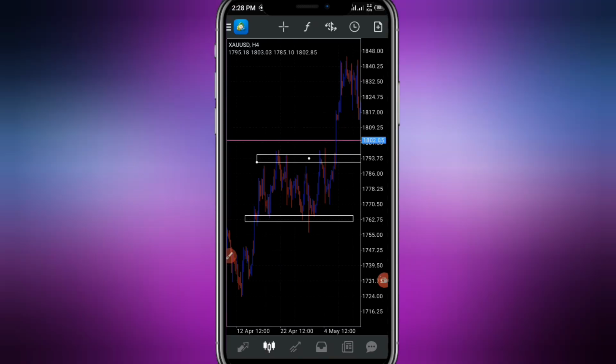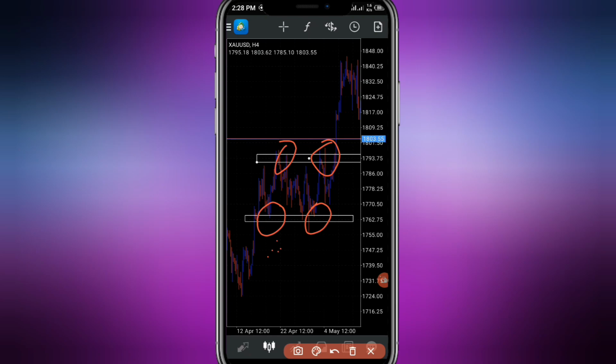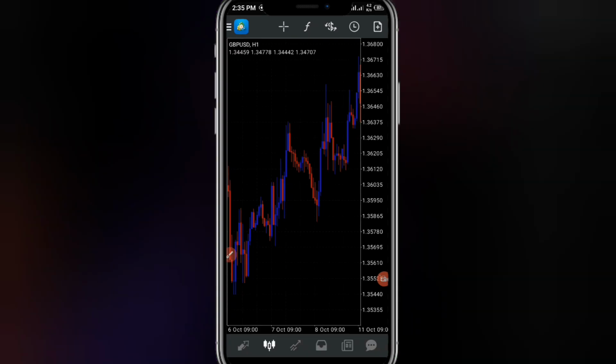Okay, when drawing your major level, what you need to look out for is constant point of rejection. Like this one I drew here, you could see the effect I'm saying here, the same effect and same effect. So for you to draw your support and resistance the right way, you need to look for those constant points of rejection. Look for the point where price touches and it goes up, or where price touches and it goes down. Now the second thing is trend line.